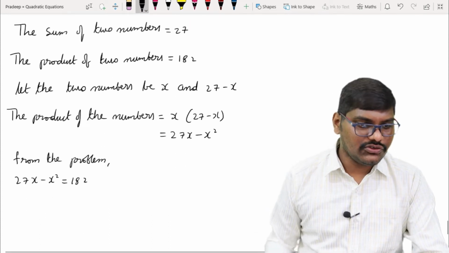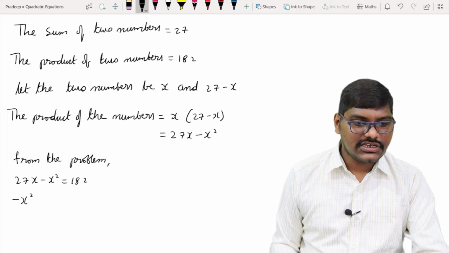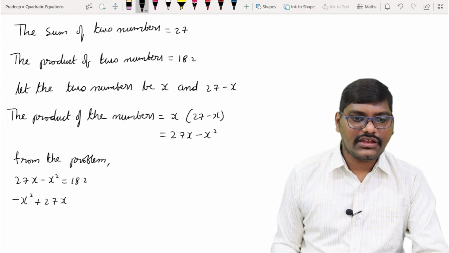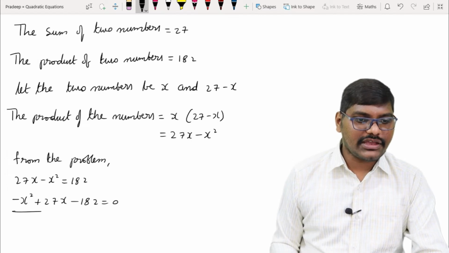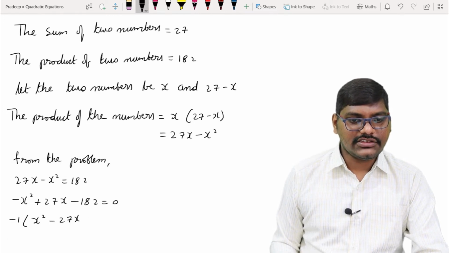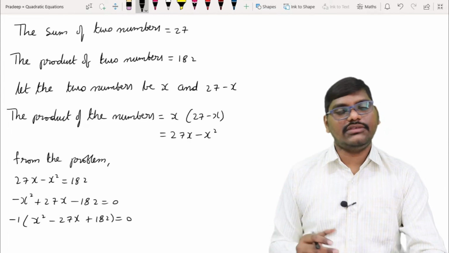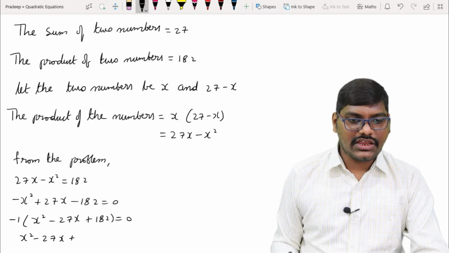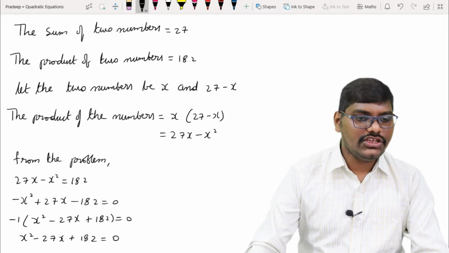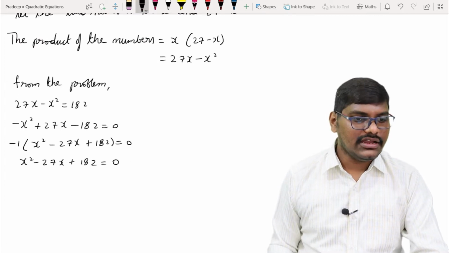Alright, so first I'll arrange this in order. So this is minus x square, then plus 27x, then if I send this 182 to this side, it becomes minus 182 equal to 0. I'll take minus 1 common, so I'm left with plus x square minus 27x plus 182. If I send this minus 1 to the other side, it becomes 0 divided by minus 1, which is 0. So I'm left with x square minus 27x plus 182 equal to 0. Alright, so this is a perfect quadratic equation which we got now. We'll use this and try to solve this particular equation.